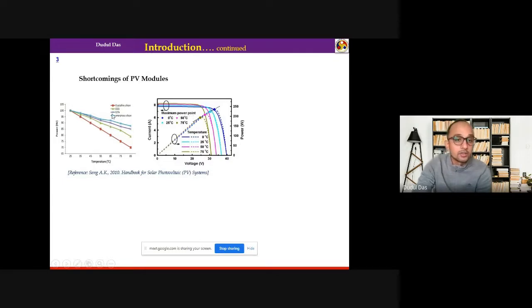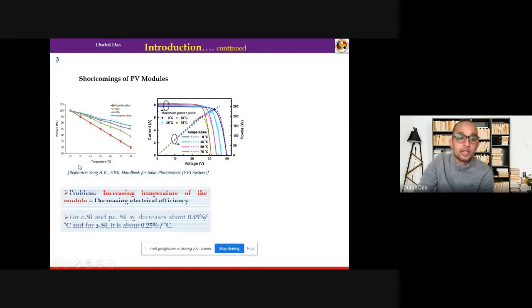And this figure shows for different PV technologies or PV cell technologies how this drop happens. And this is maximum for crystalline silicon, and unluckily the crystalline silicon is the most installed PV technology in the world. So in view of this problem, we try to come up with a solution, and we can see for crystalline silicon around 0.45% decrease in the efficiency per degree rise in temperature has been reported.